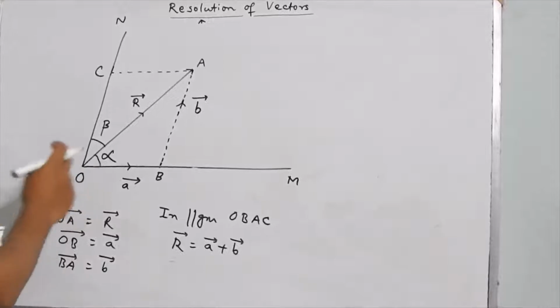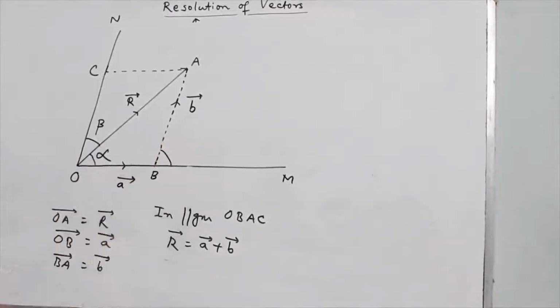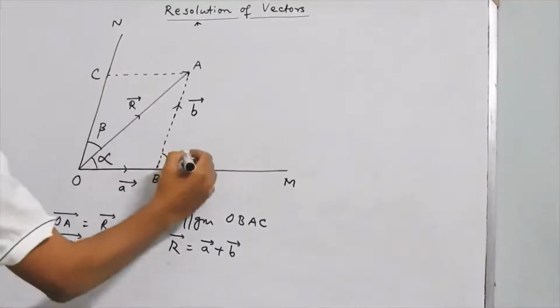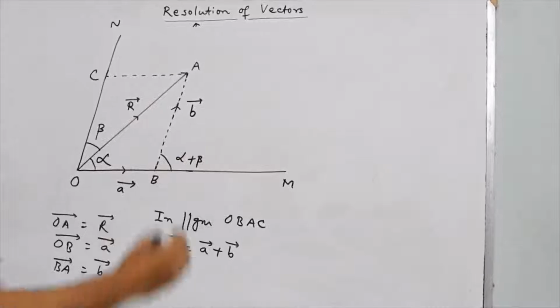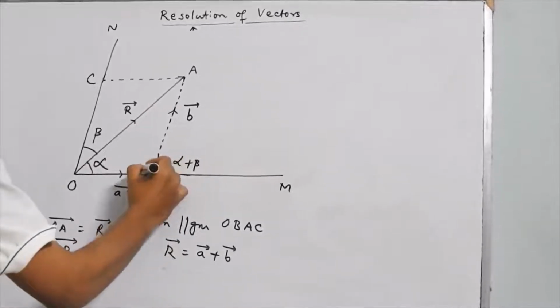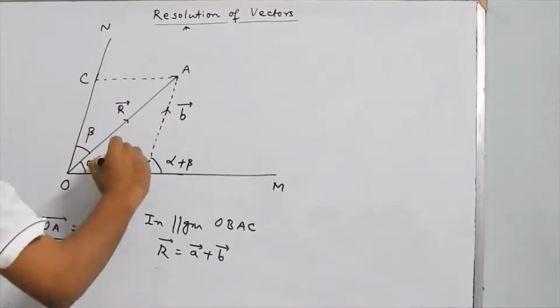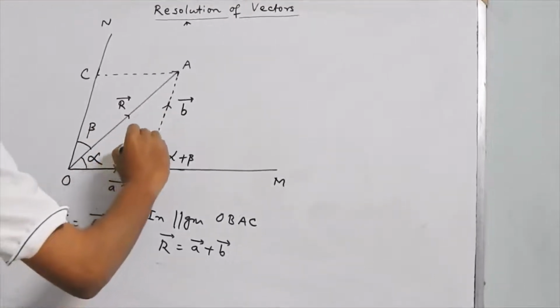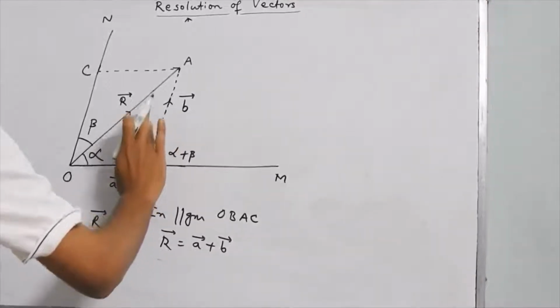Now if this angle is alpha, this angle is alpha plus beta. So this angle is obviously alpha plus beta because BA is parallel to OC. And as we know, the angle in a straight line is 180 degrees. 180 degrees can be written as pi radians. So this angle, that is angle ABO, is obviously pi minus (alpha plus beta). This is pi minus (alpha plus beta).